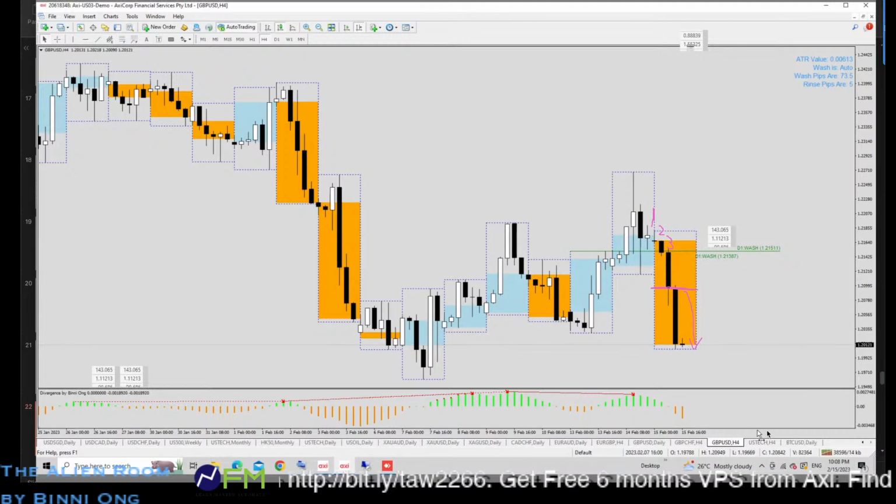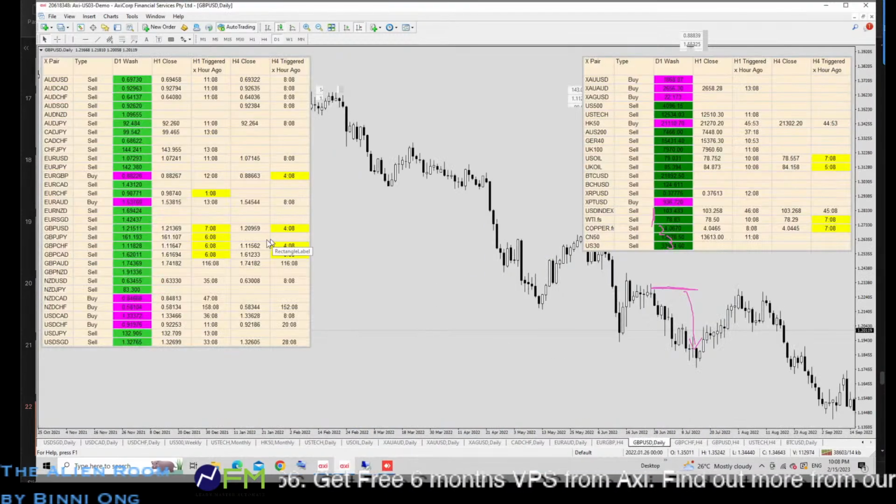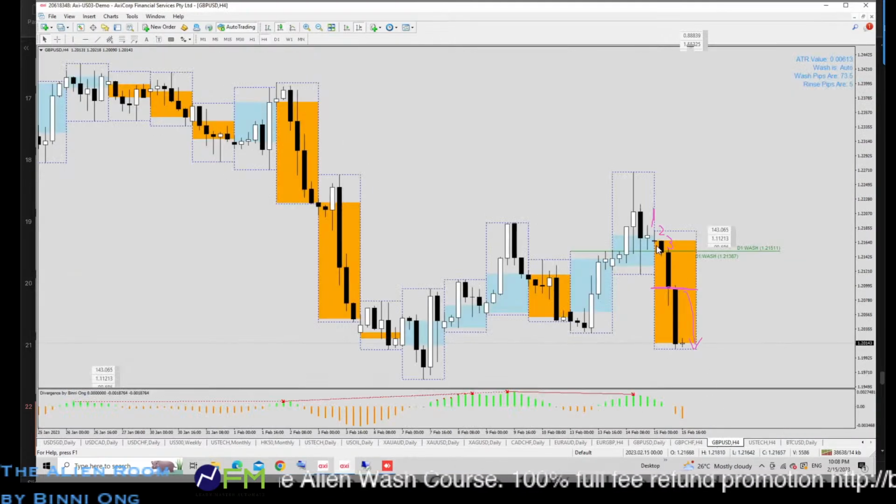If you track back the dashboard, it doesn't lie. The only thing is that it will refresh every day, because when a new day starts, a new wash line starts, and all these numbers will disappear because it's being refreshed. It's always monitoring new trade for you. For example, 8 hours ago at 2 p.m., there was a sell signal in Aussie dollar. So let's take a look at Aussie dollar.